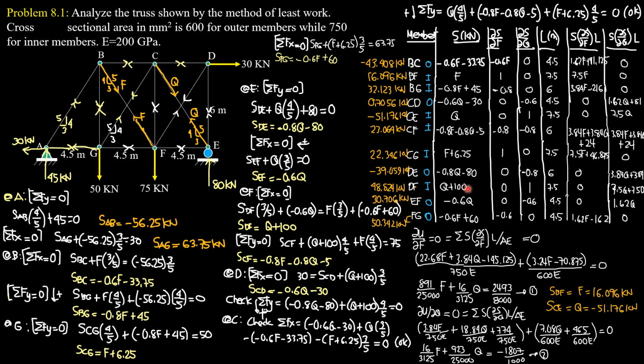DF is Q plus 100, negative 51.176 plus 100 is 48.824 kilonewtons. EF is negative 0.6 of Q, negative 0.6 of negative 51.176 is positive 30.706 kilonewtons. Then finally, for FG, negative 0.6 of 16.096 plus 60, so 50.342 kilonewtons. So that's it for this problem.